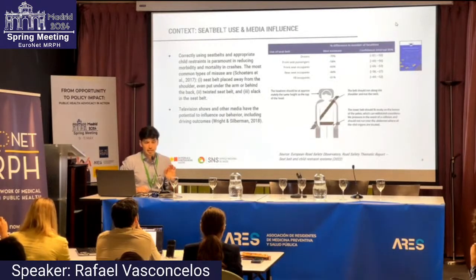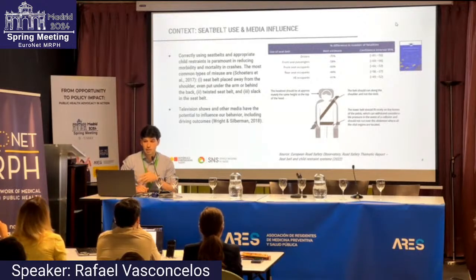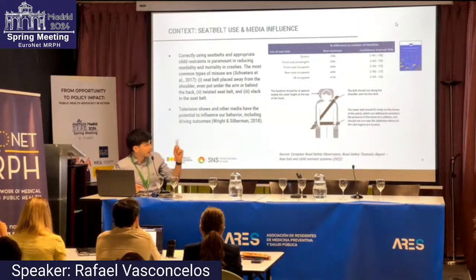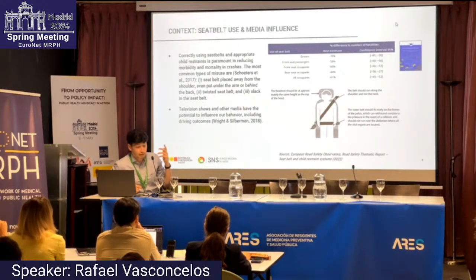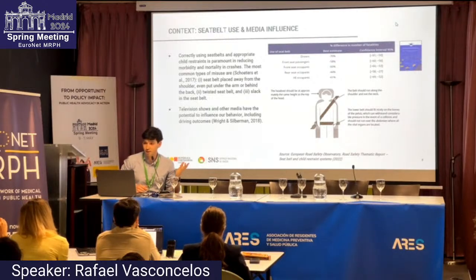Then there's also seatbelt use. Correctly using the seatbelt, so over your shoulder, not twisted, and with no slack, is very important to avoid fatalities. As you can see from another report by the same authority, the use of the seatbelt drastically reduces fatalities in road accidents.